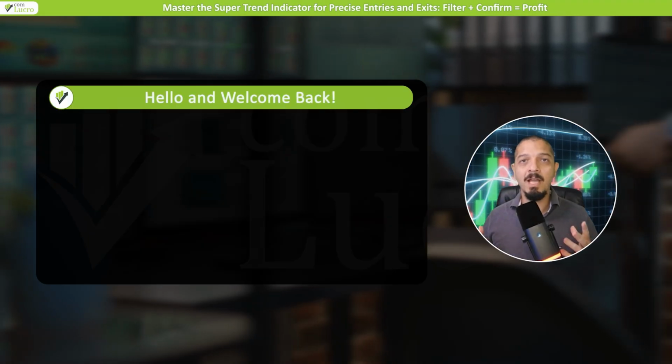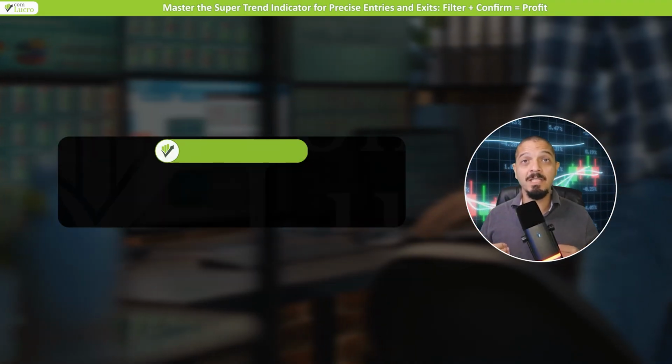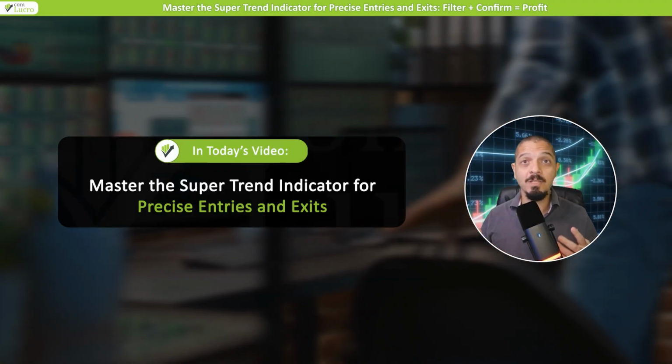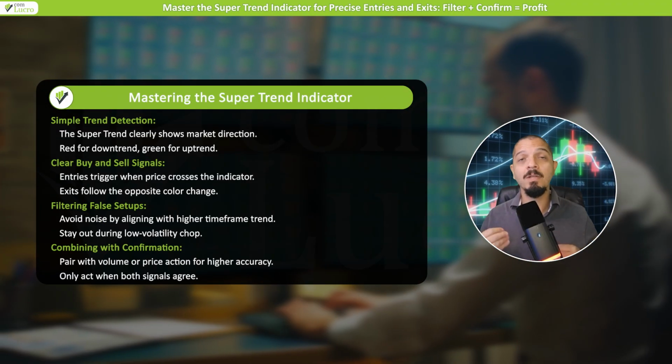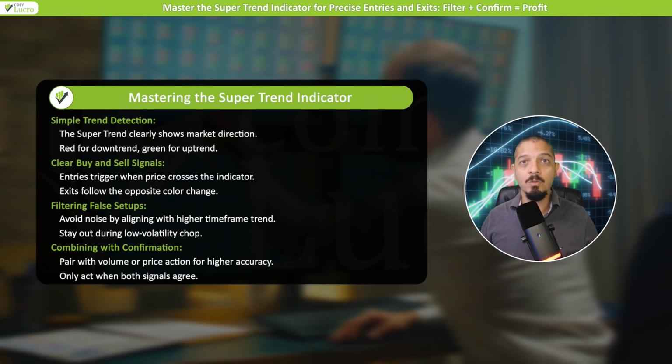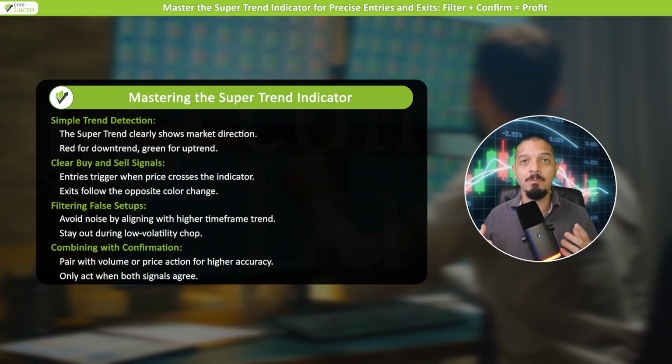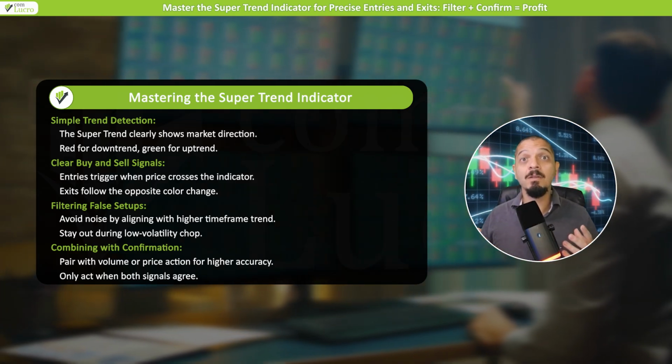Finding a simple, reliable trend signal is easy. Using it the right way, that's where most traders fall short. In this video, you'll discover practical strategies for trading with the Super Trend Indicator, a tool that not only shows the trend direction but also delivers clear buy and sell signals.